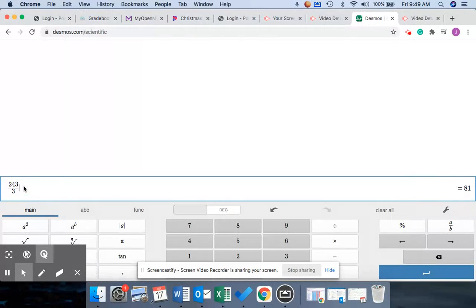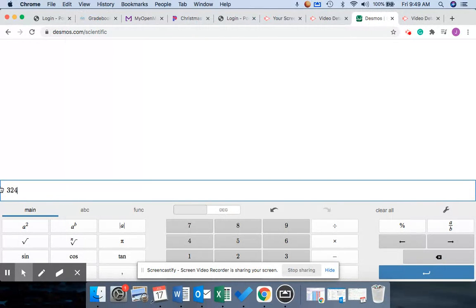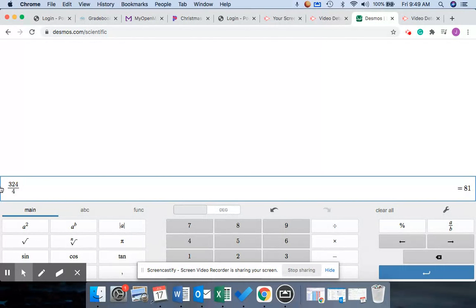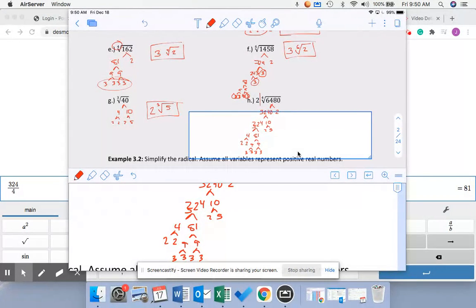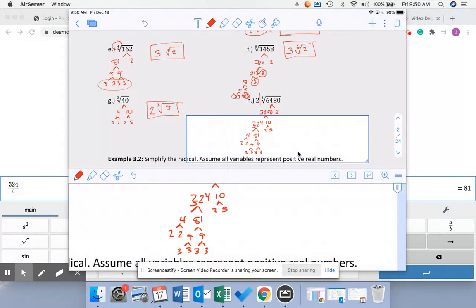324 divided by, I think, 4. Yep, 4 and 81. I'm just messing around with it. I'm not really knowing where I'm going with this. 3, 3, 3, 3, and then 2 and 2. All right, cool. Now, one thing you don't want to do is go back and circle any of the numbers you've already used. Okay, so even though I've got 2 9s, I don't want to circle those 9s. I'm looking for groups of 4.